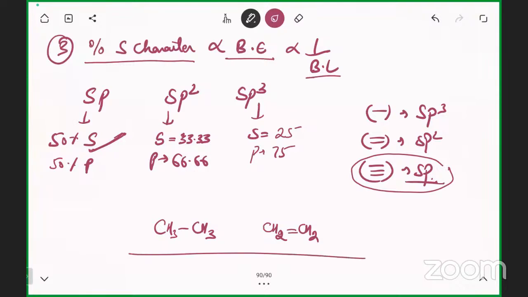In these two conditions, just a basic example. You don't need to see the triple bond and the number of hydrogens. Just check about the double or triple bond. So in these two conditions, CH3-CH3 or CH2=CH2, in which condition is the percentage of s character more?